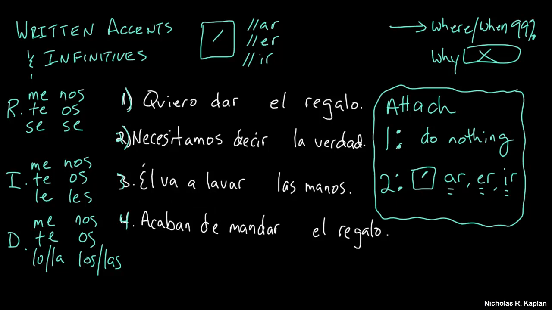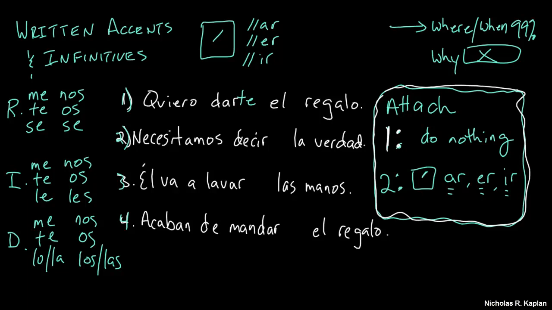On this first one, what if I wanted to say, I want to give you the gift? Well, then I'm going to need to take a te. Alright, so I want to give you, and I'm going to attach it to that verb. But the question is, do I need to write a written accent? Well, let's come over here to our box because that's where we have the rules for what we're going to do. How many things did we attach? We only attached one thing, so we do nothing. Alright, done.